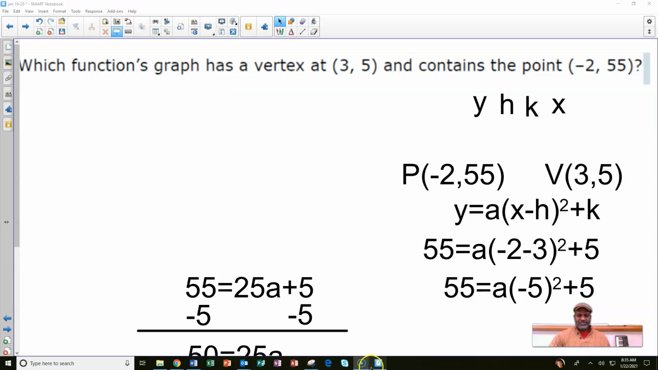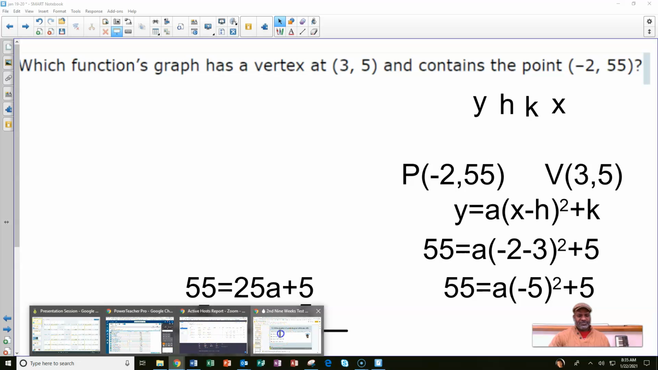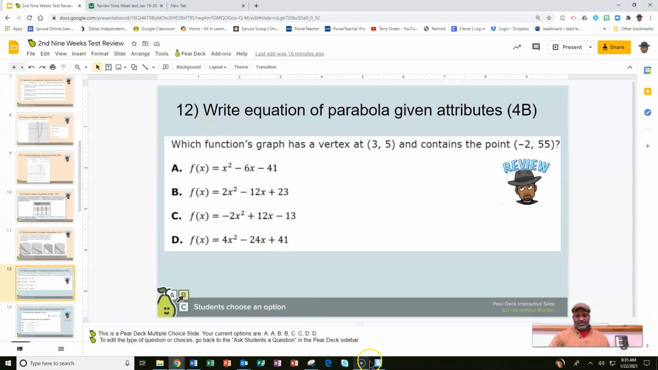All right, so this is problem number 12. Let me show it again. All right, and which function's graph has a vertex at (3, 5) and contains the point (-2, 55)?